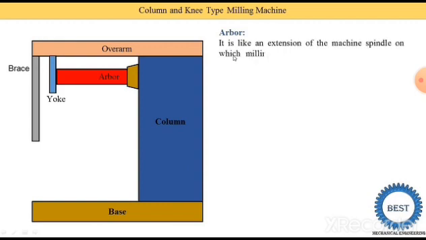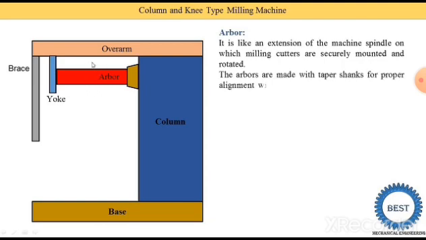The arbor is like an extension of the machine spindle. It is a type of extension of the spindle on which milling cutters are securely mounted and rotated. So on this arbor, the milling cutters are mounted. The arbor is made with a taper shank for proper alignment with the machine spindle and has a taper hole at its nose. If you want to study the various types of arbors, go to the playlist and watch the video on types of arbors. I will not explain this topic in detail here.